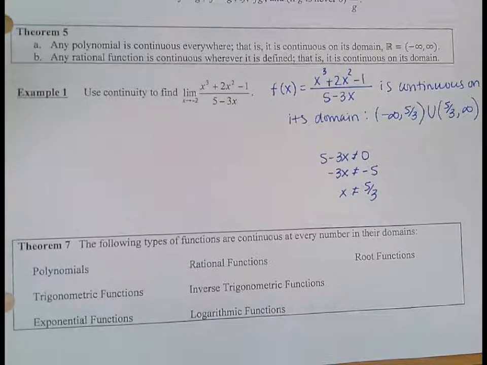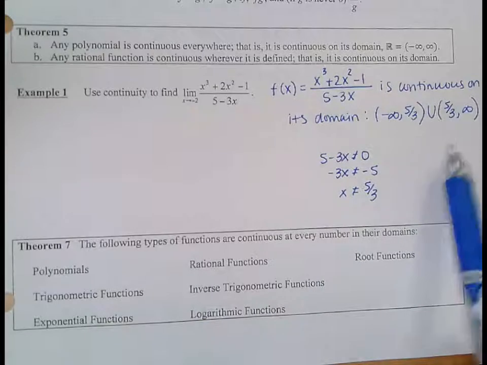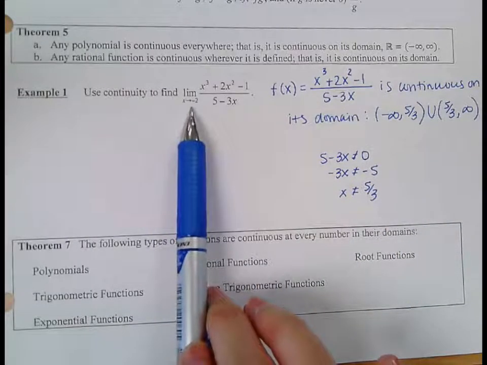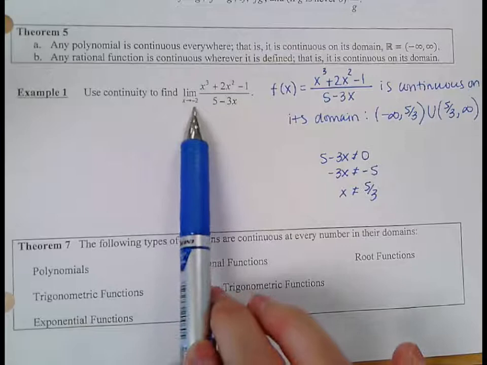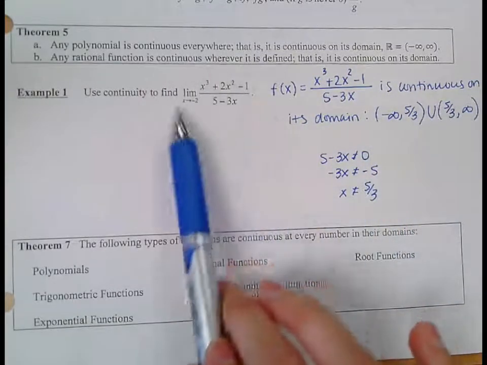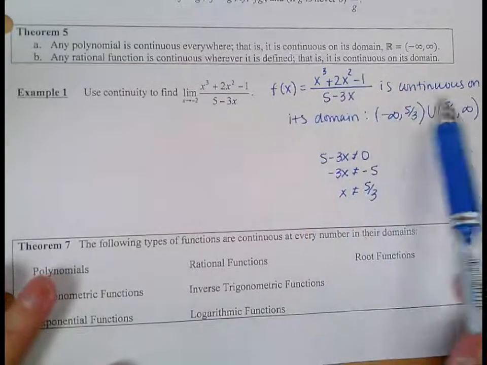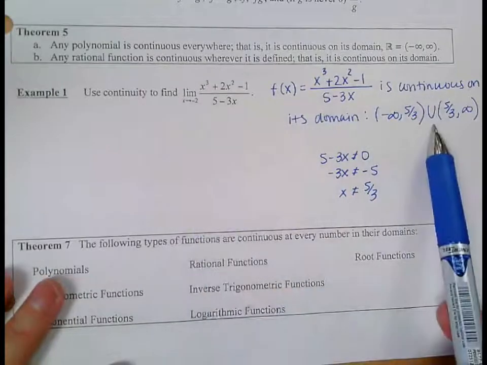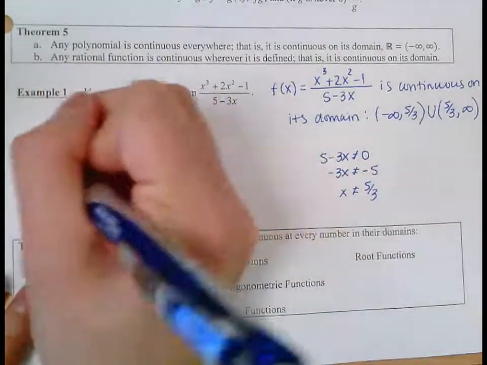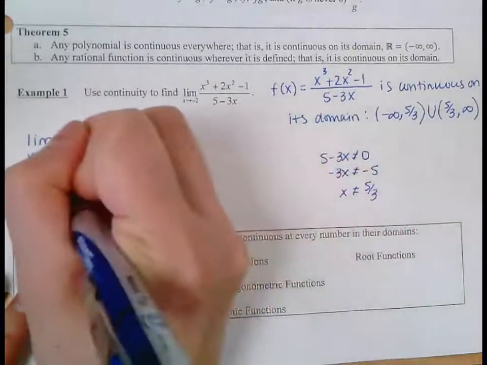Now, again, going back to the original problem, it says use continuity to find the limit. This part is just showing where the function is continuous. So when I look at the limit and I see the x value is approaching -2, -2 is in the domain, meaning I can evaluate the limit. So I've shown where it's continuous, meaning it is continuous at -2. So I can now go ahead and find the limit.